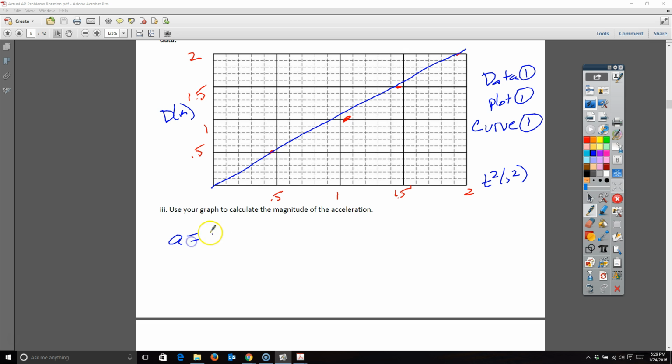Next thing they want us to do is use our graph to calculate the magnitude of the acceleration. So I know acceleration is 2 times the slope. So that would be equal to 2, and then we've got to use points from the line. So we'd actually just use points from the line. Don't try to use the points they give you because they won't give you credit.